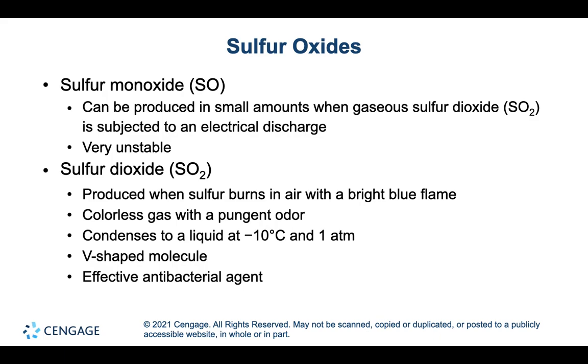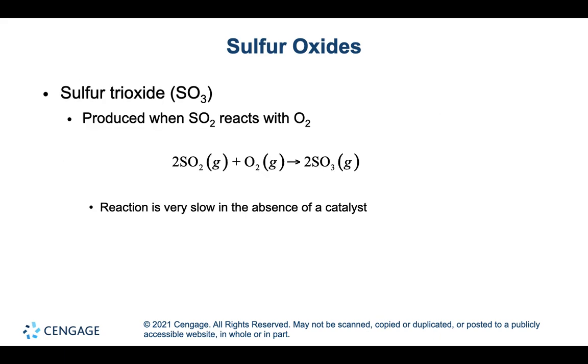Sulfur monoxide would be one of the oxides of sulfur, although sulfur dioxide is a more common one. When you burn sulfur in air and you get that bright blue flame, you're getting SO2. You can smell it. It's a V-shaped molecule, kind of like O3, but with a sulfur in the middle instead of an oxygen. It kills bacteria. Sulfur trioxide is made when you react sulfur dioxide with oxygen.